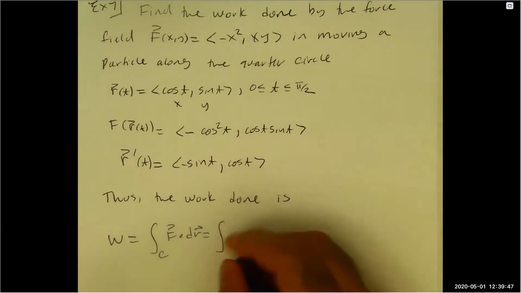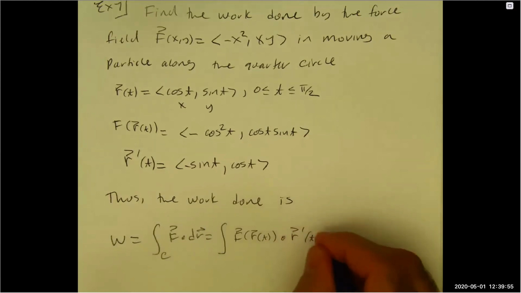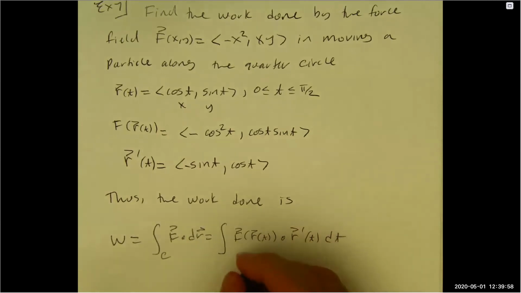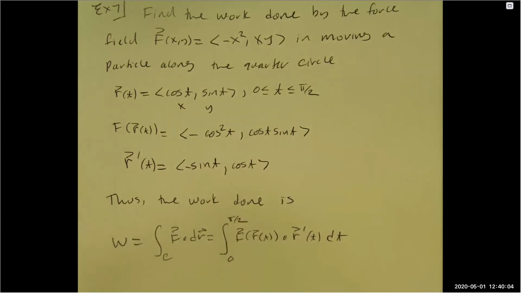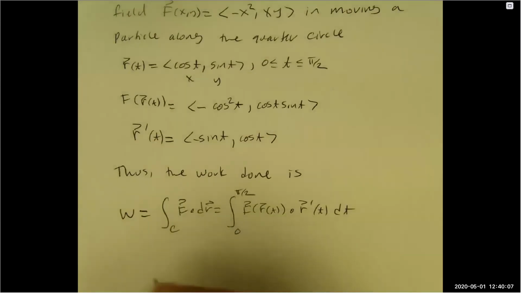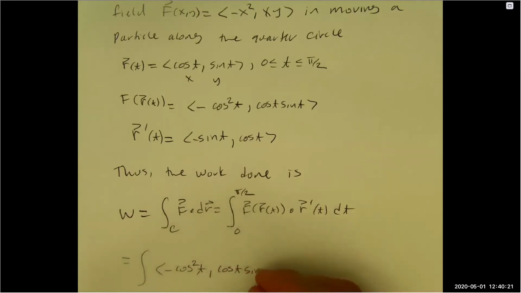And so we're going to have F of r of t dotted with r prime of t times dt. And in this case, we're going from 0 to pi over 2. And so we're going to have minus cosine squared of t, cosine of t sine of t, and then we're going to dot that with minus sine of t, cosine t.